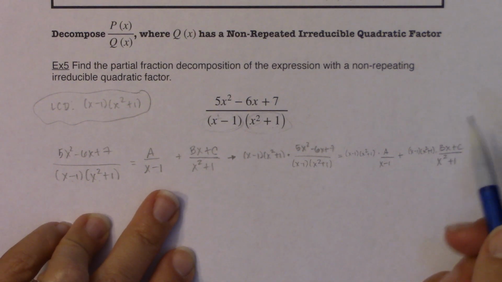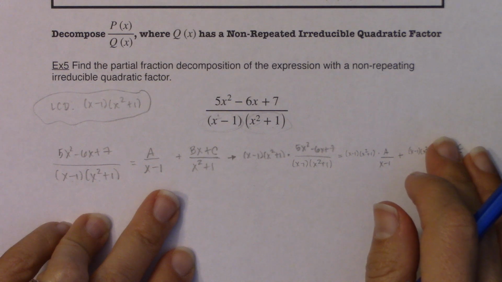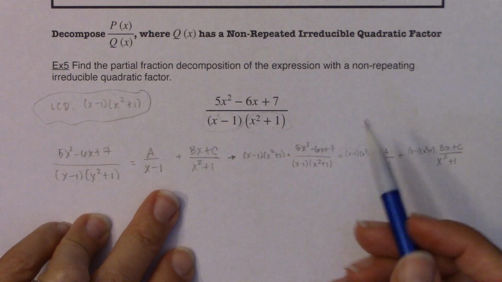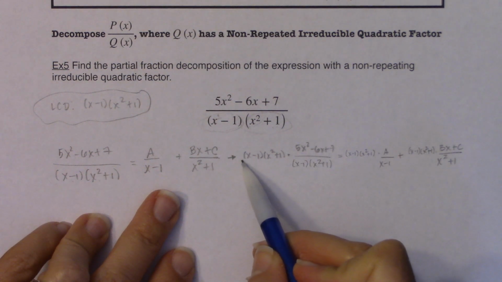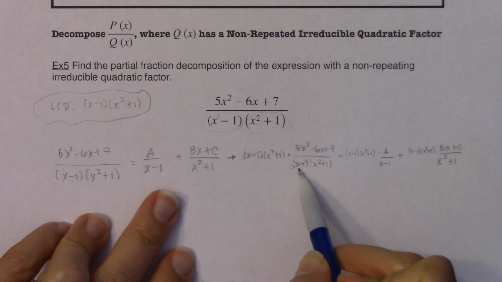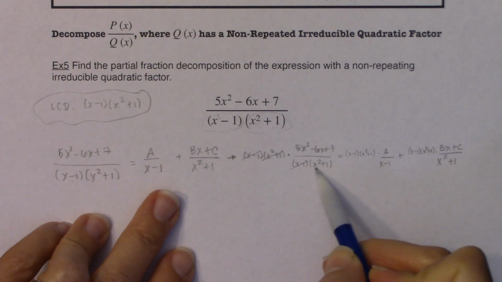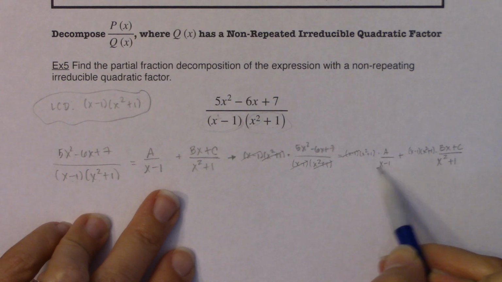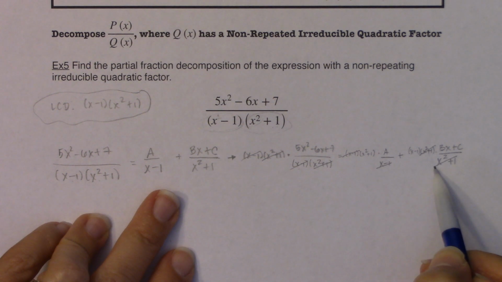All right. So then the same thing tends to happen as it had in previous problems. A bunch of canceling is going to happen, right? So x minus 1 divides out with x minus 1 to reduce to 1. And x squared plus 1 divides out with x squared plus 1.